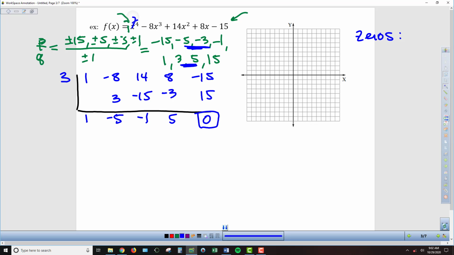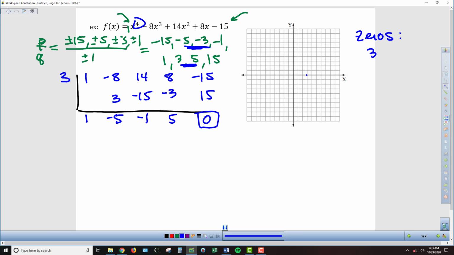So now in my list of zeros for this polynomial function, I know one of them, and we know that there are going to be 4. We know that there's going to be 4, so we've got 3 is one of our zeros, so I can right away go to the x-axis and put a dot at 3. I know my graph's going to cross through that location. But I still have 3 more that I need to find.